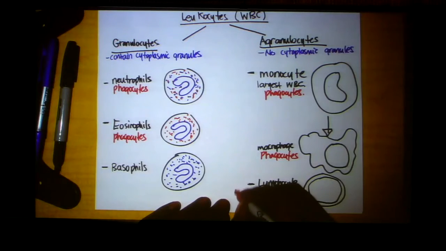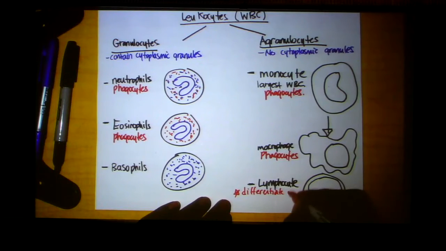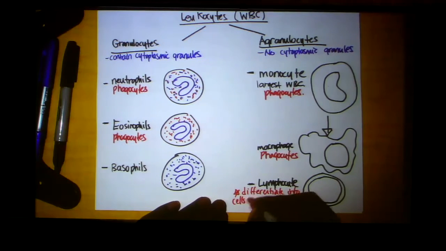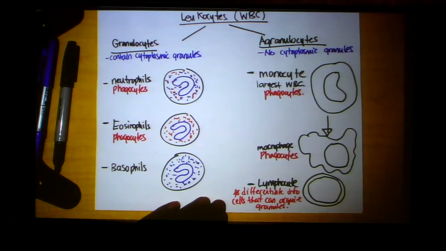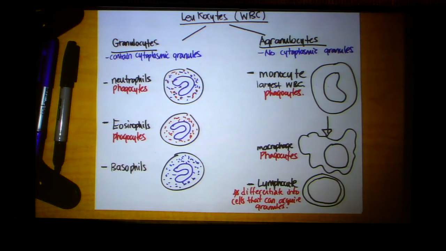Now, lymphocytes are sort of an exception because they do have the ability to differentiate into cells that can acquire granules. All right, I don't want you guys to be confused. So lymphocytes can eventually differentiate into another type of cell, which can then eventually acquire granules. But for the most part, T cells and B cells do not have granules, okay? All right, okay. Any questions there? Any questions?